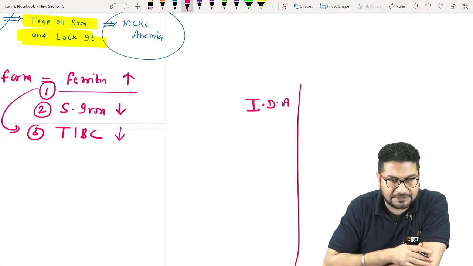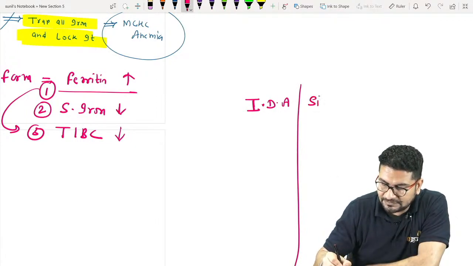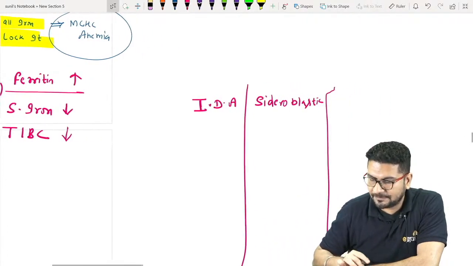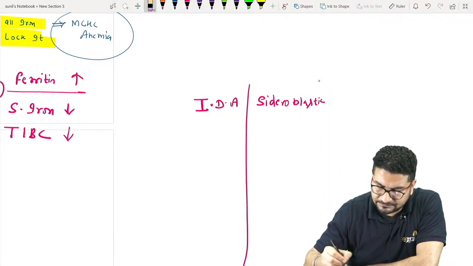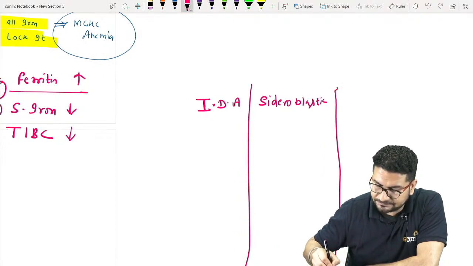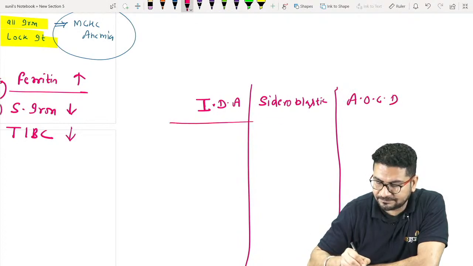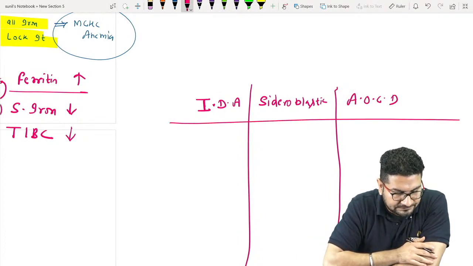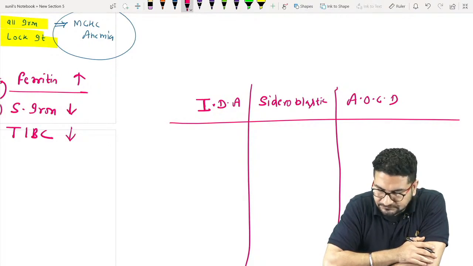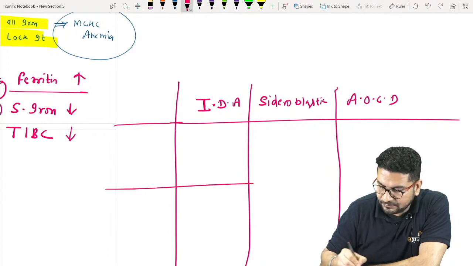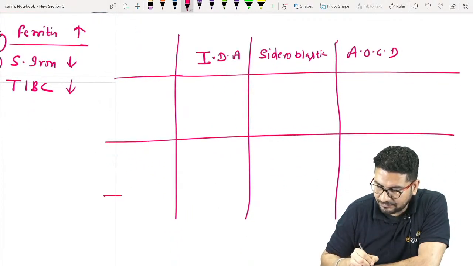A second disease which I told you was sideroblastic anemia. Am I right? And the third disease which I told you was anemia of chronic disease. Simple. Am I clear? I told you these parameters and these diseases, and I want you to compare these parameters and draw this.